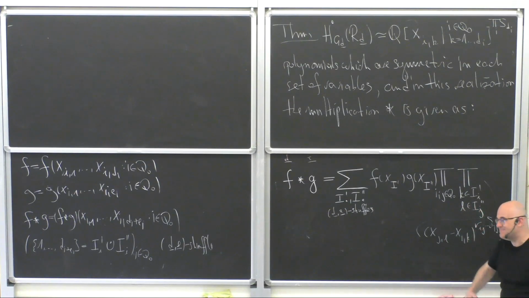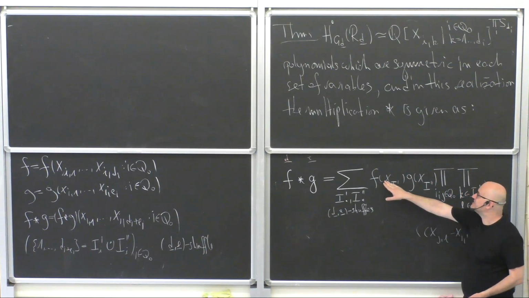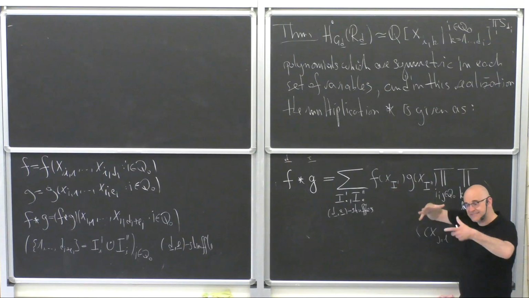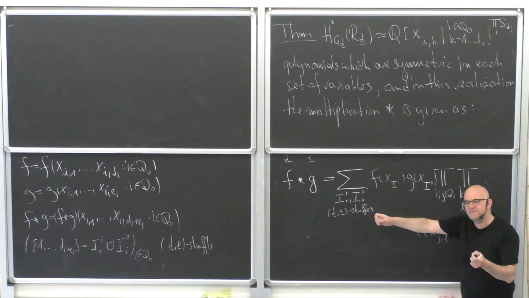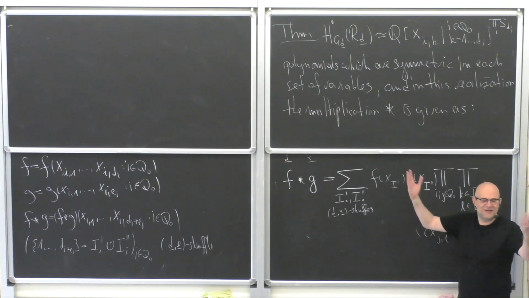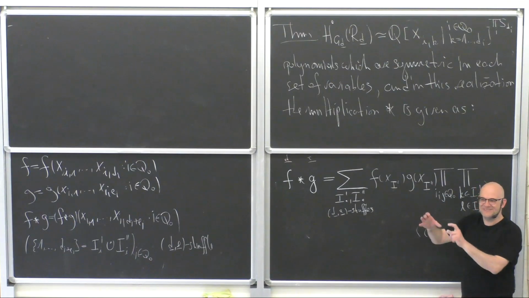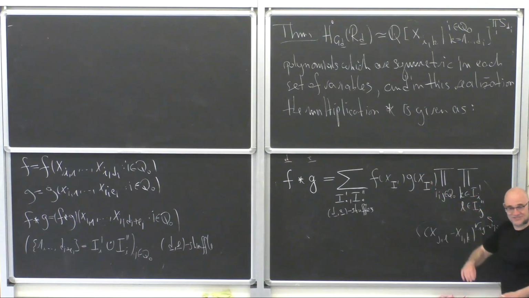And the order doesn't matter because f is symmetric in each set of variables. And that is in particular why I can just say x index I prime, the whole set, and I don't have to specify the order of the variables, because this f is symmetric in any set of variables anyway. Okay, everything fits together nicely. Wonderful. Same for g, no problem.